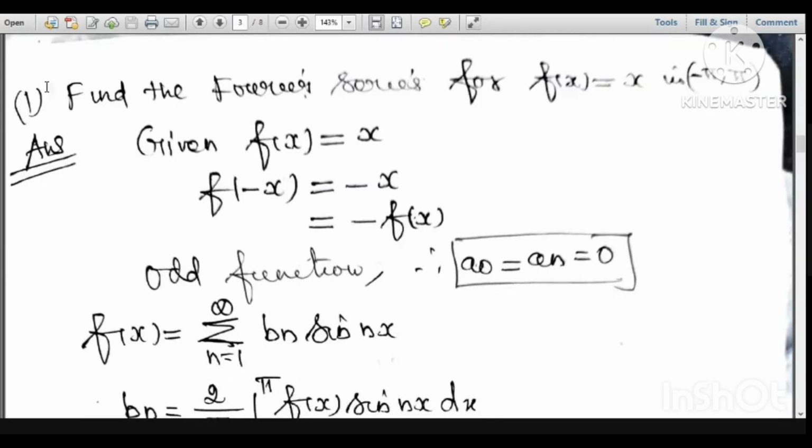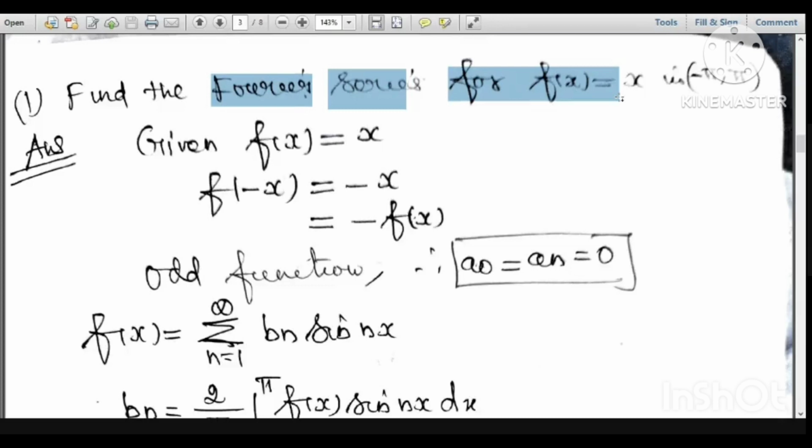If the limit is minus pi to plus pi, find the Fourier series for f of x is equal to x in the interval minus pi to plus pi. So let us see how to solve. F of x is equal to x in the interval minus pi to plus pi.